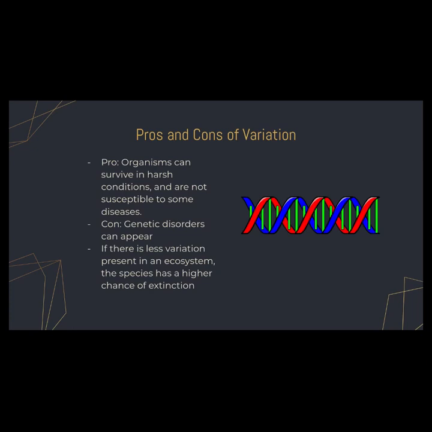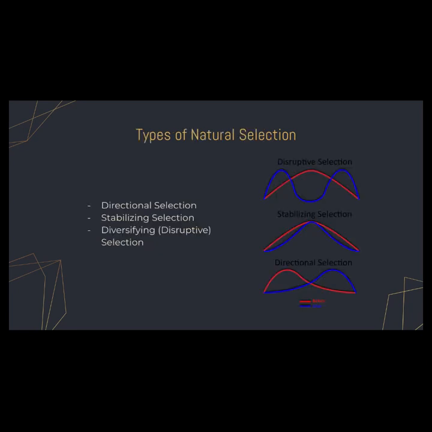Variation has its pros and cons. Some pros include helping an organism develop to survive in adverse conditions and deflect diseases. Variation creates diversity, which is key to a successful ecosystem. Some disadvantages include getting undesired effects like genetic disorders and diseases. Now we can switch our focus to different types of natural selection. They are directional, stabilizing, and diversifying selections.